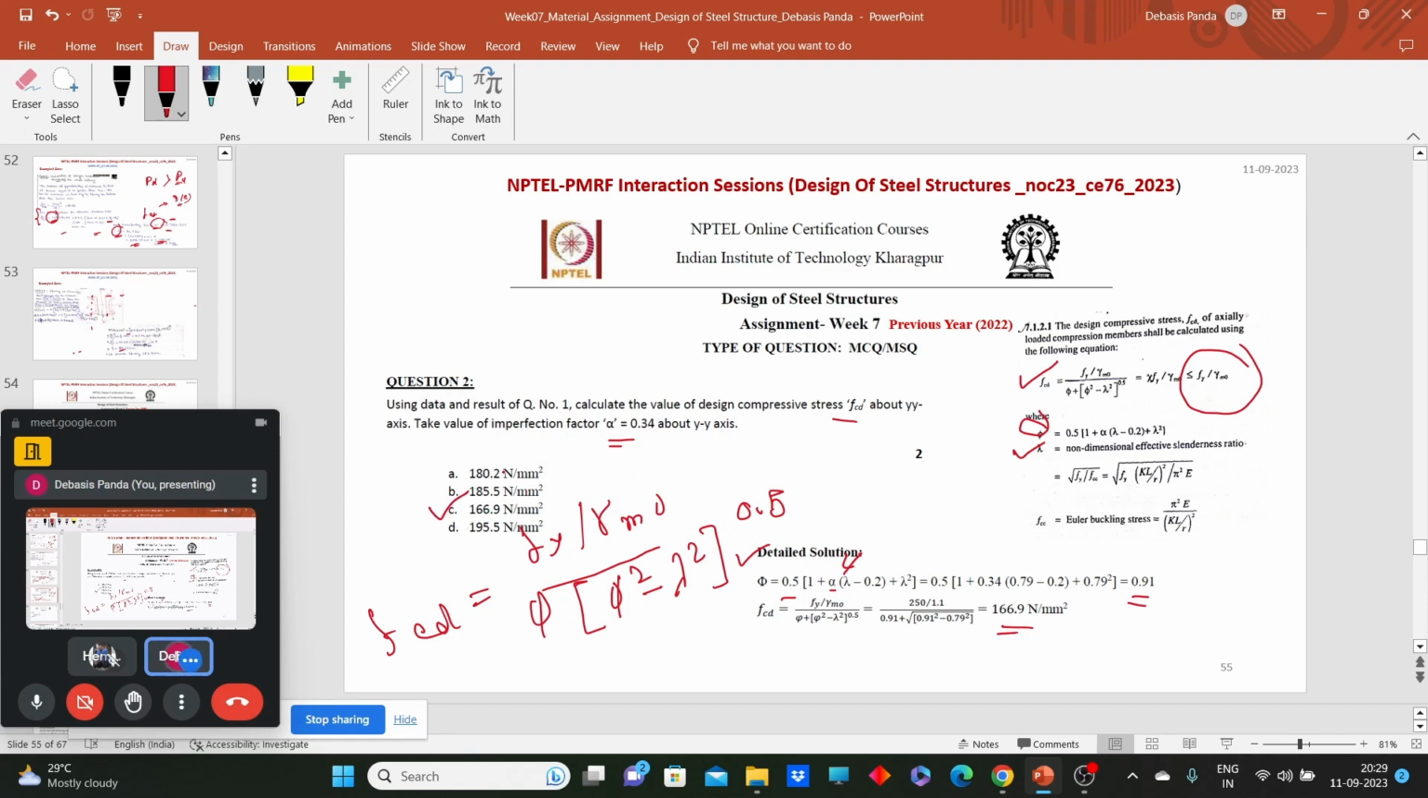Okay. So in this equation, all of the values are provided. Now put all these values in this equation, and you can find the value of Fcd.